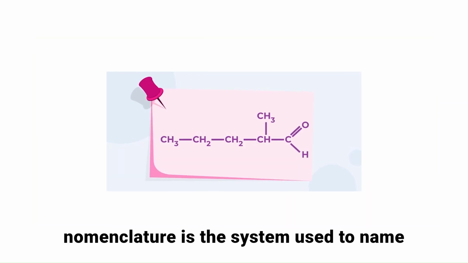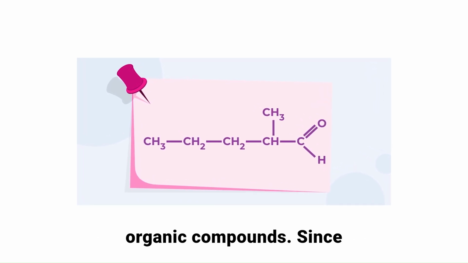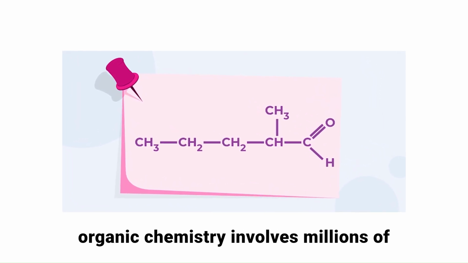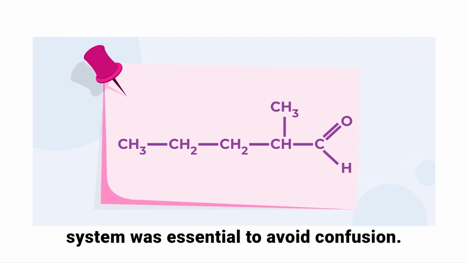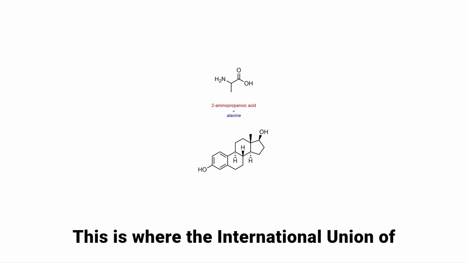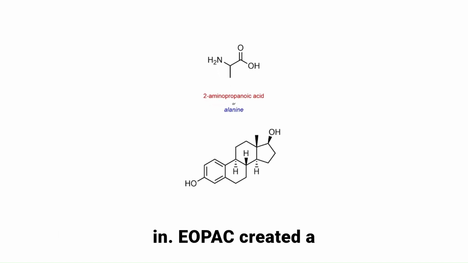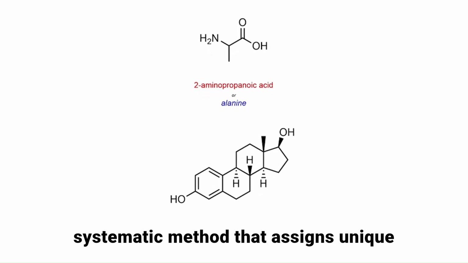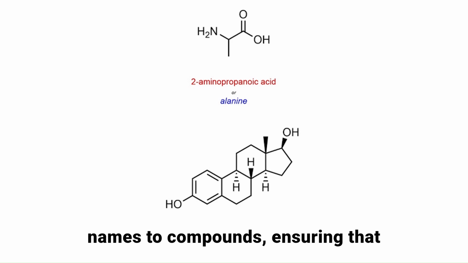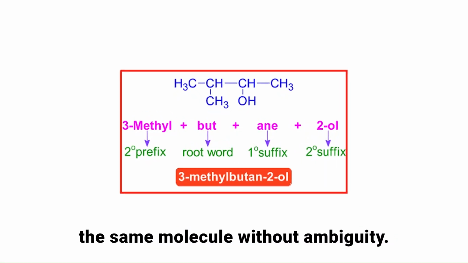To start, nomenclature is the system used to name organic compounds. Since organic chemistry involves millions of different compounds, a standardized system was essential to avoid confusion. This is where the International Union of Pure and Applied Chemistry, IUPAC, comes in. IUPAC created a systematic method that assigns unique names to compounds, ensuring that chemists all over the world can refer to the same molecule without ambiguity.